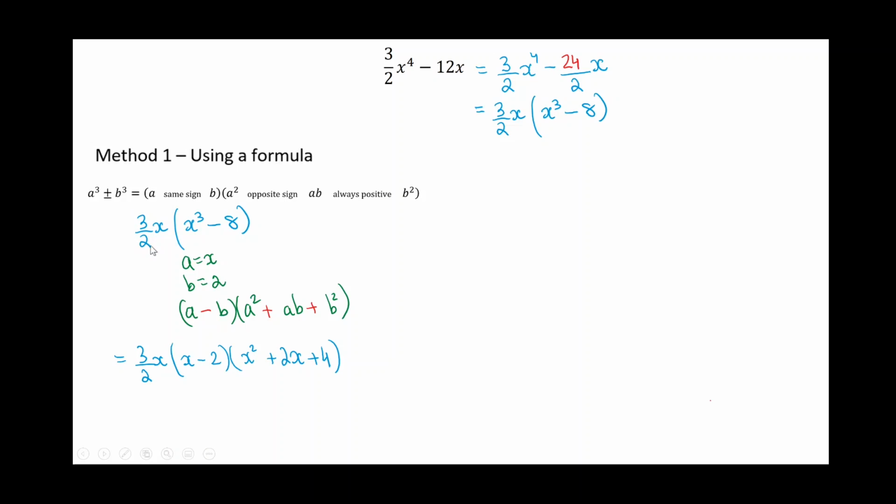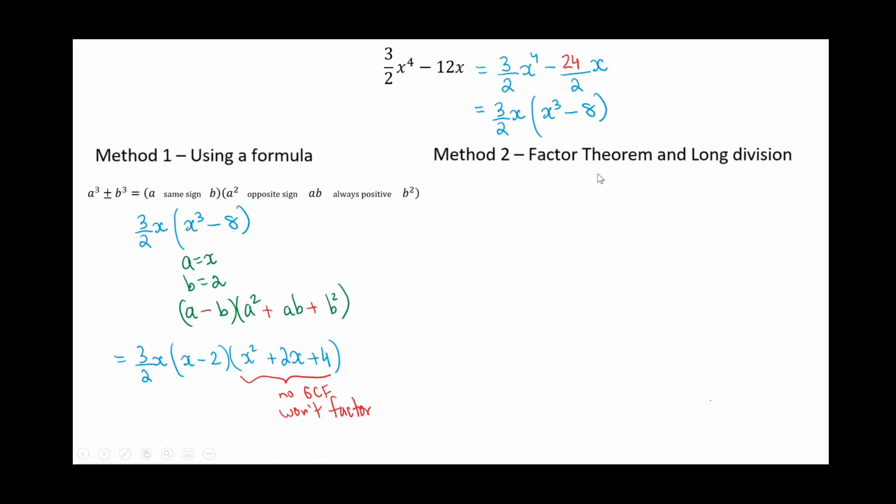And then we just fill things in. Please don't forget this GCF that we pulled out. That's still part of the question. Then we have x minus 2 as a minus b. Then a squared would be x squared. ab will be 2x. And then b squared will be 2 squared, which is 4. And then again, you don't have to try to factor this. It will not, as long as there's no GCF within it.